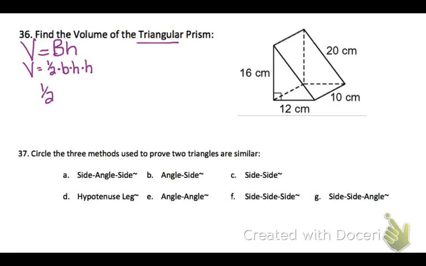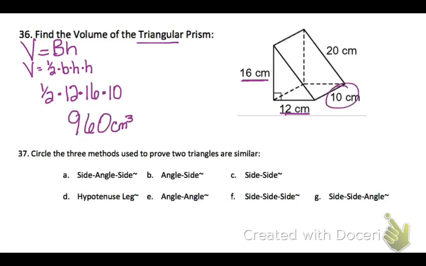And I'm just going to plug in numbers here. So I have 1/2 times, if I look at my triangle, my base and height of the triangle is 12 and 16. I'm going to put those in times the height of my prism, which is the distance between the bases. And then plug in my calculator, and I'm going to get 960 centimeters cubed. Remember that volume is cubed.